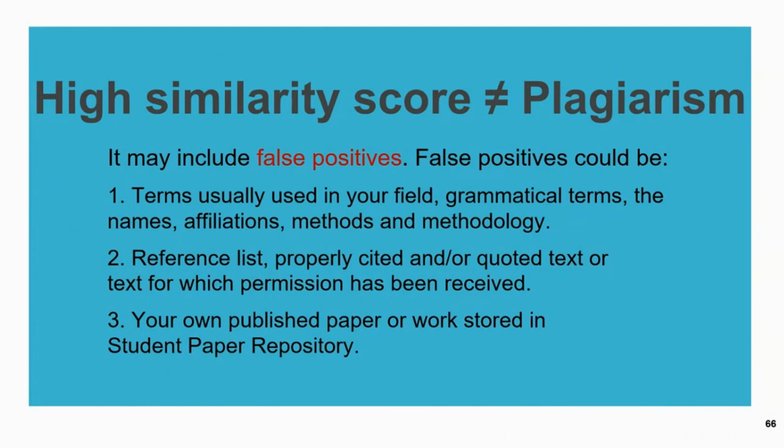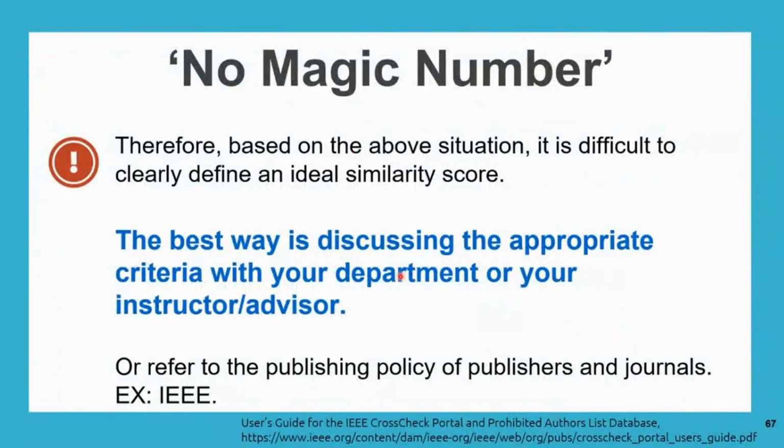It may include false positives, like the terms usually used in your field, or some methodology, or reference list, and your own published paper. This will cause you to get a high similarity score. Therefore, based on the above situation, there is no magic number. So, the best way is discussing the appropriate criteria with your department, or your instructor, or your professor.